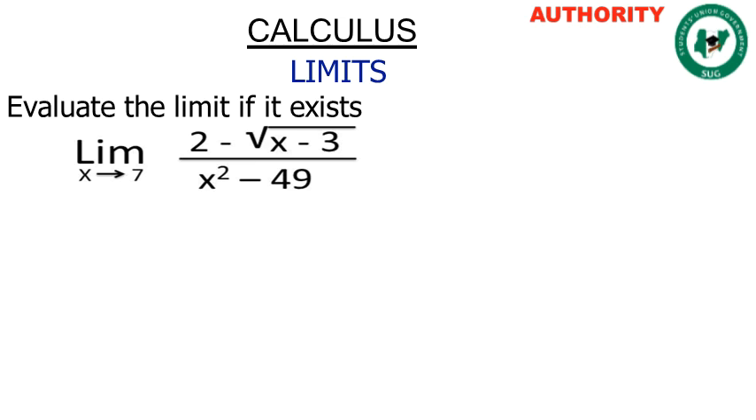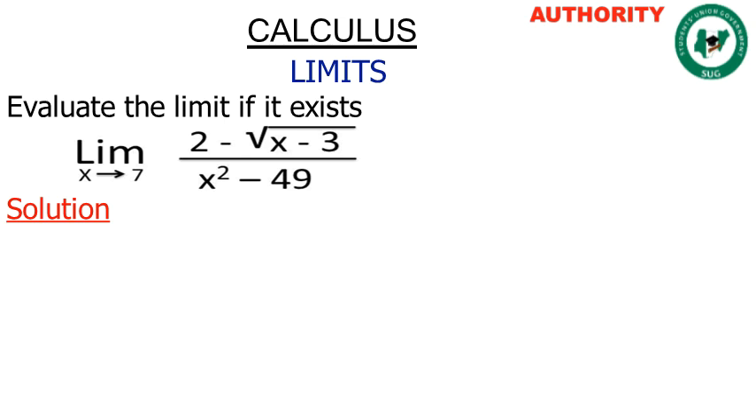Now let's check if there is a need for evaluation. Let's plug in 7 wherever we see x. If you do so, we are going to have 0 over 0. So we want to solve this so that when we plug in 7 wherever we see x, we will not have 0 over 0. Now let's see what we are going to do.